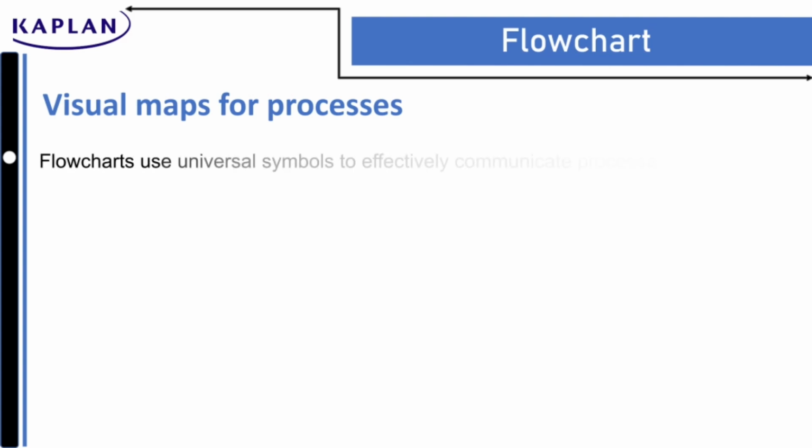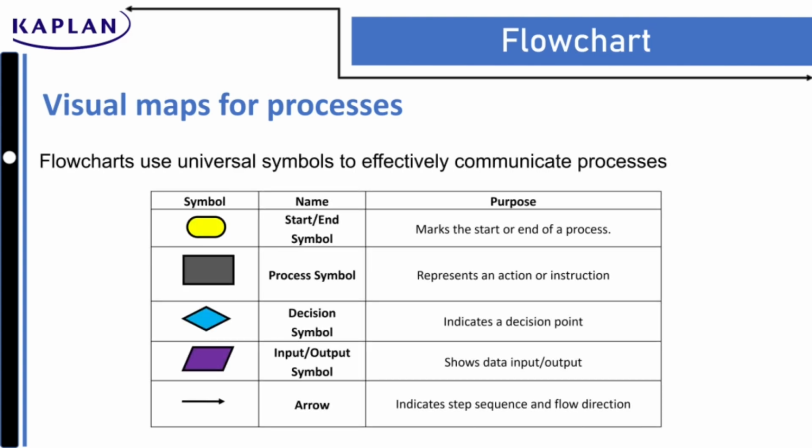Here's a breakdown of some key symbols you will encounter. Start and end symbol marks the beginning and end points of a process. It is the first and last stop on your flowchart journey. Process symbol represents an action, instruction, or any specific step that needs to be taken within the process. It's the workhorse of the flowchart, guiding you through the core activities.